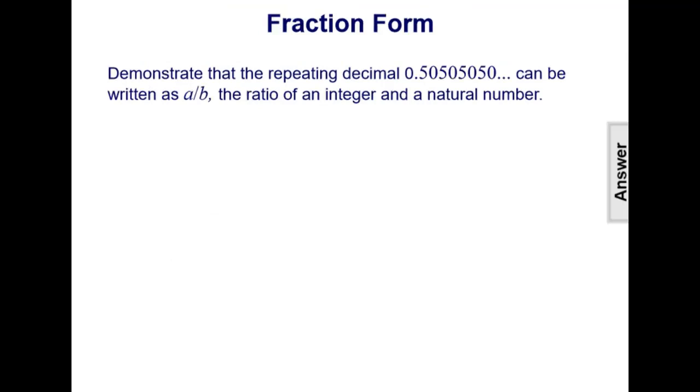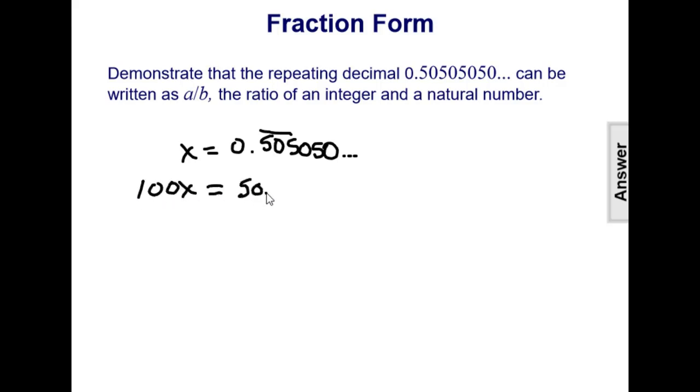Let's do a couple from scratch. So let's demonstrate or show that the repeating decimal 0.505050 is the same as a ratio of an integer to a natural number. So first, let's let x equal 0.505050, that repeating decimal. Now there's two digits repeating, so we need to multiply both sides of the equation by 100.